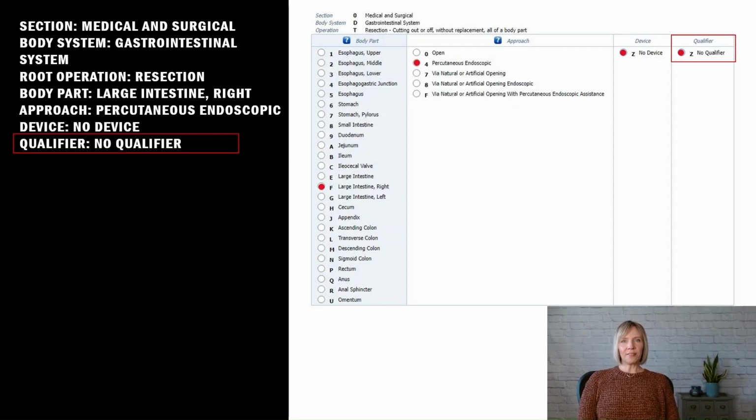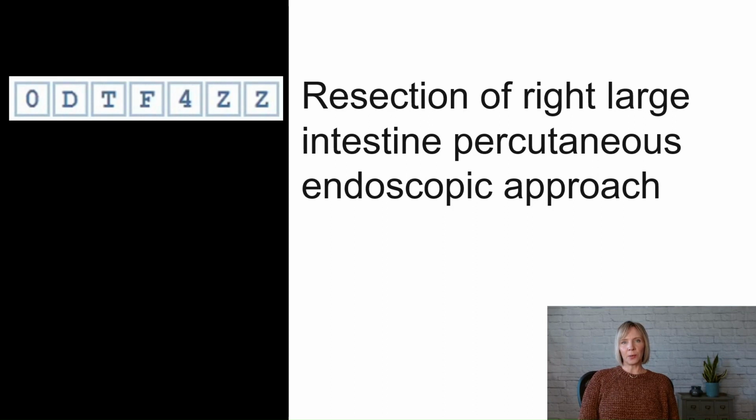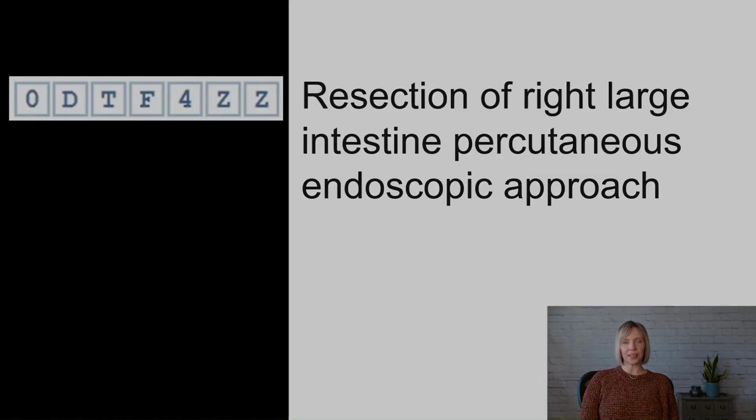The 7th and final character in our PCS code selection is the qualifier character. A qualifier specifies an additional attribute of the procedure if applicable. For this procedure, our only qualifier option is Z, no qualifier. And now we have our final PCS code. 0DTF4ZZ, resection, right large intestine, percutaneous endoscopic approach.